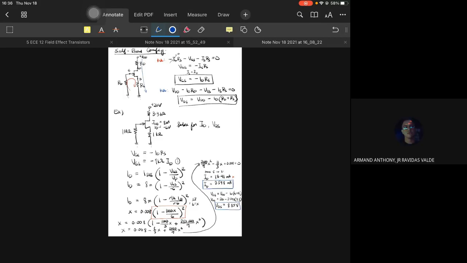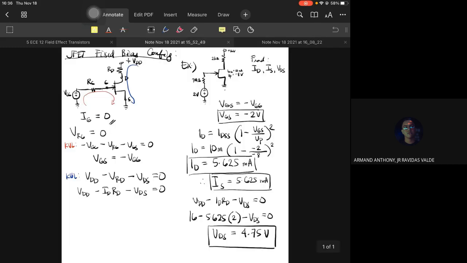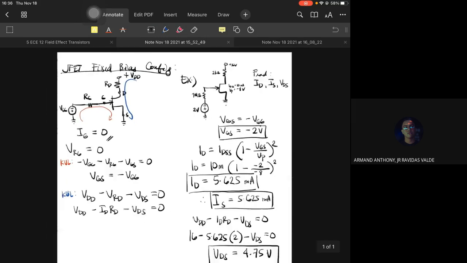Self-bias wala na ba itong kuan, sir? Itong previous nga, itong short nga solution. Fixed bias to siya. Ay, okay. Kani, fixed bias. Okay, sir.